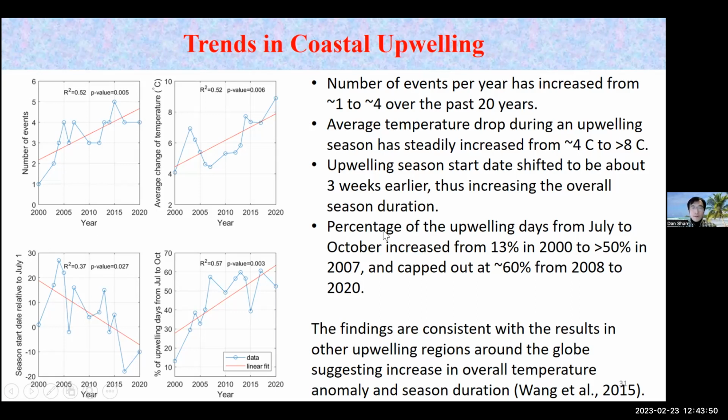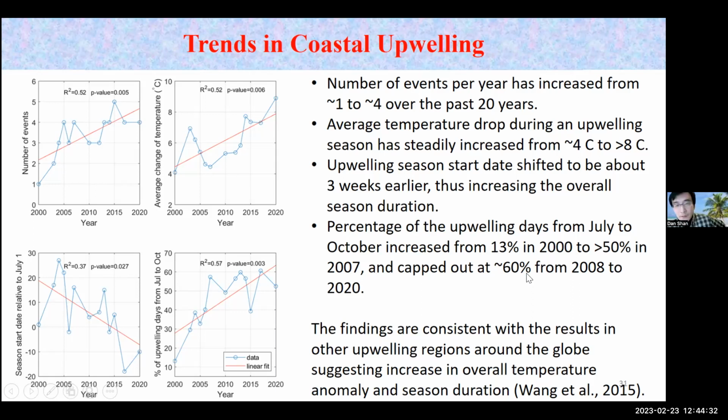And also, we look at the upwelling season start date, and this shows the start date shifted to be about 3 weeks earlier, and that's increased the overall season duration. The last figure shows the percentage of upwelling days from July to October, and the percentage of upwelling days has increased from 13% in 2000 to greater than 50% in 2007, and capped out at about 60% from 2008 to 2020.